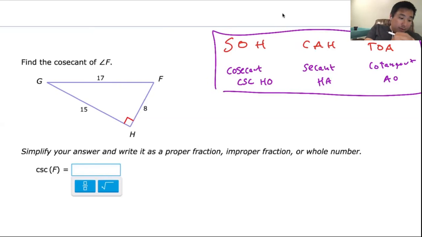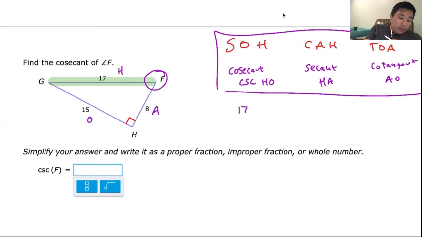The cosecant of angle F. So I'm going to circle angle F. Remember, the hypotenuse is the one that does not touch the right angle. You see how that green side does not touch this right angle. So that's the hypotenuse. This is the opposite, and this is the adjacent. So for cosecant, I want H over O. So I'm going to do 17 divided by 15. There you go.